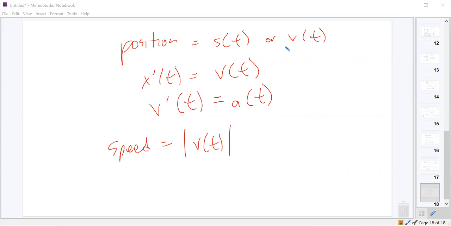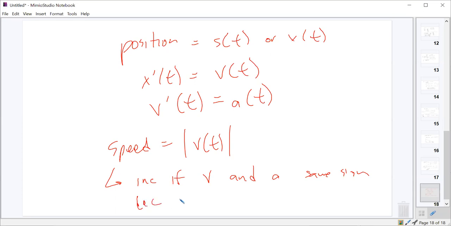And then the other important thing about this is that speed is increasing if the velocity and acceleration have the same sign. So that's an important thing to remember. And speed is decreasing if velocity and acceleration have opposite signs at a point. This is something they may ask you about, and we touched on it once, like 6 months ago or something. Wow, that's a long time ago. If the velocity and the acceleration have the same sign at a point, speed increases. If they have opposite signs, speed decreases. So that's a good thing to know.